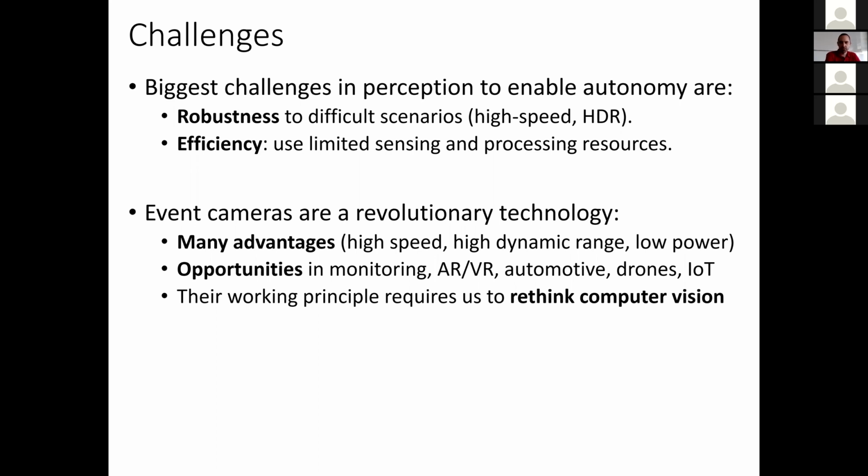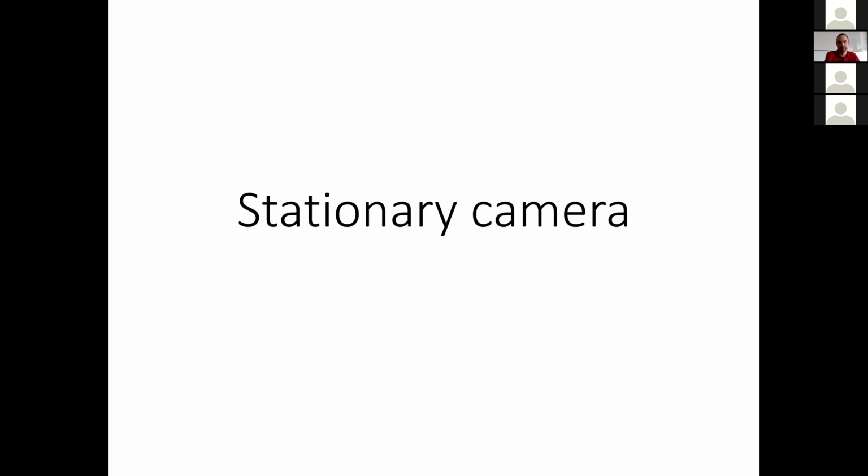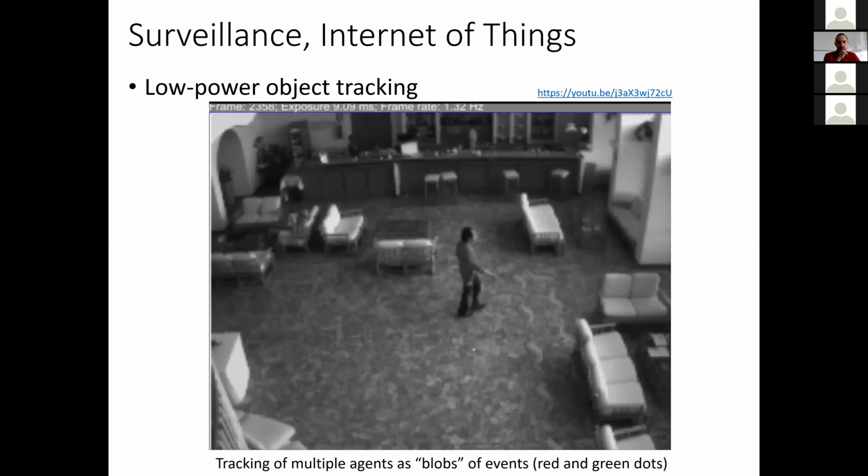But because the working principle is slightly different from the one that we are used to with frame-based cameras, it's still light, but we are not sampling light in the same way that we usually do in computer vision. It basically requires us to rethink the methods that we use to process that data. And therefore, the question is, how do you optimally process the events to solve a given task? In the case of stationary cameras, as I said, this is kind of like an ideal situation. Here, they can be used for surveillance, for remote sensing, for monitoring. This is a camera looking at the lobby of a hotel.